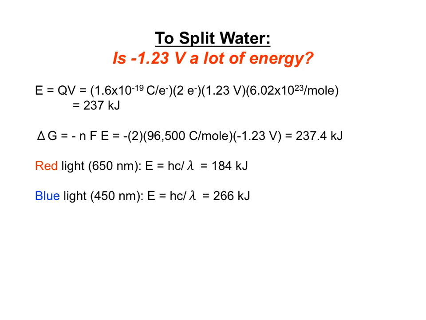This calculation, energy equals charge times voltage, says it actually is. Delta G, which is 237.4 kilojoules, tells us non-spontaneous, also a lot of energy. 1 mole of photons of red light has the energy of 184 kilojoules. For blue light, it's 266 kilojoules.